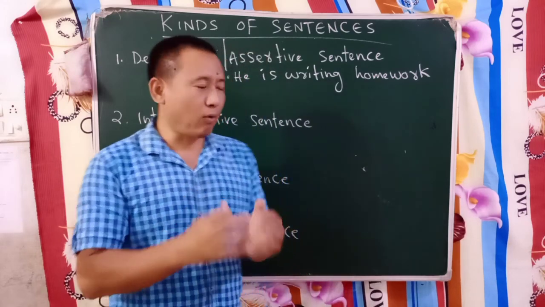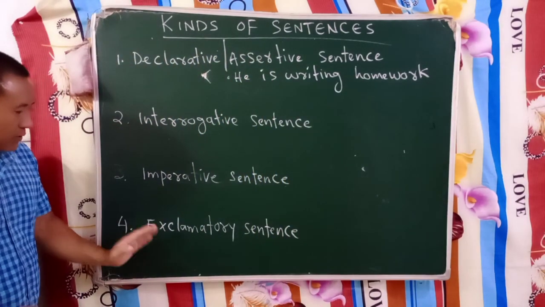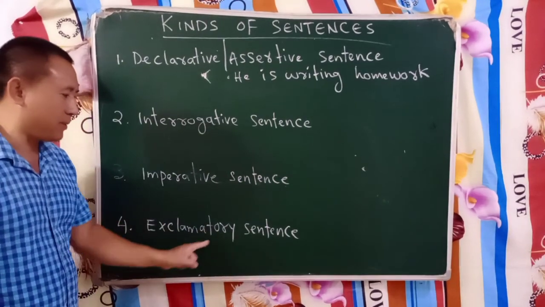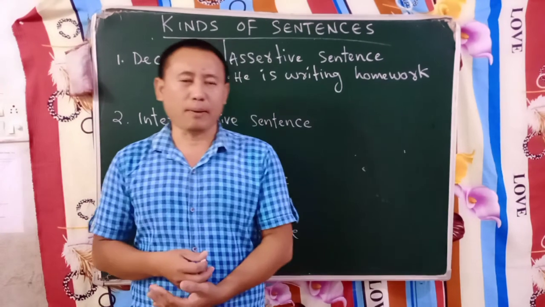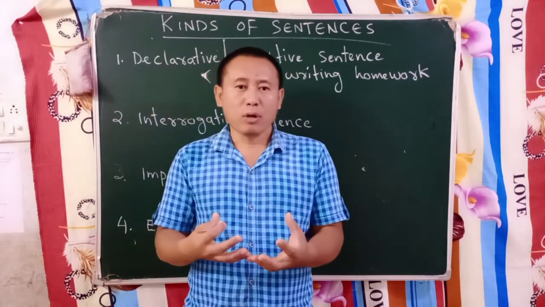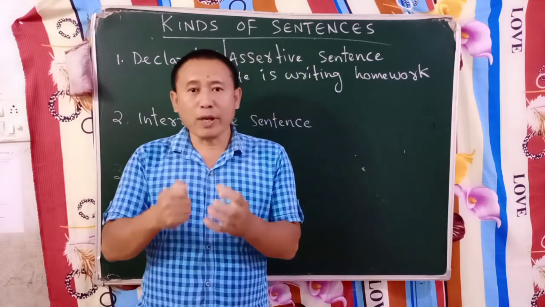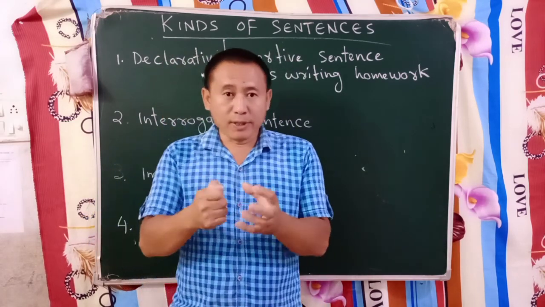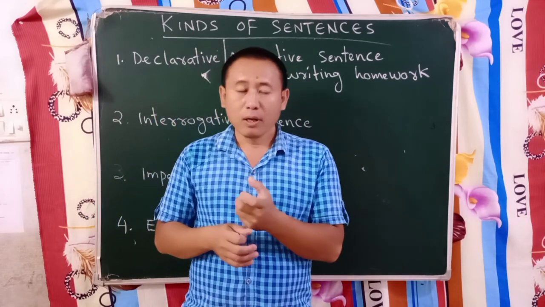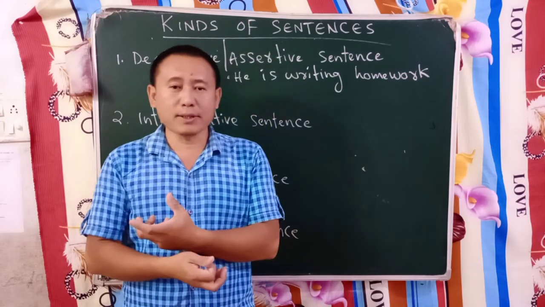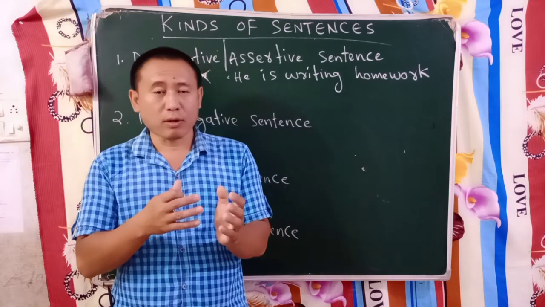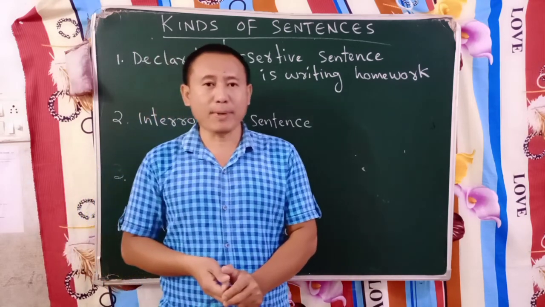Okay, now coming to the last one, the fourth type of sentence, that is exclamatory sentence. What is exclamatory sentence? It's a sudden emotion or a strong feeling that we express to others, such as joy, anger, surprise, sorrow, or sad. Such type of expression is called exclamatory sentence.